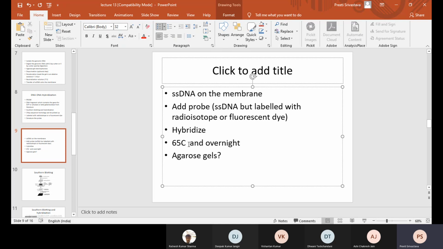So is the concept clear, class? Then I will tell you the details. Yes, ma'am. But how will they come at one place, like both their strands on a membrane? Okay. So maybe I will tell you one more time. So what about others? Deepak, Vishant and Dhwani? Yes, ma'am, it's clear. So who would like to explain one more time, Deepak?